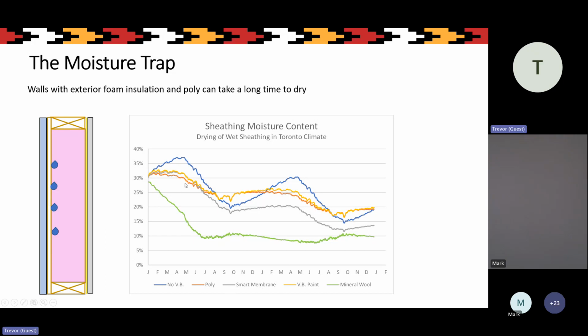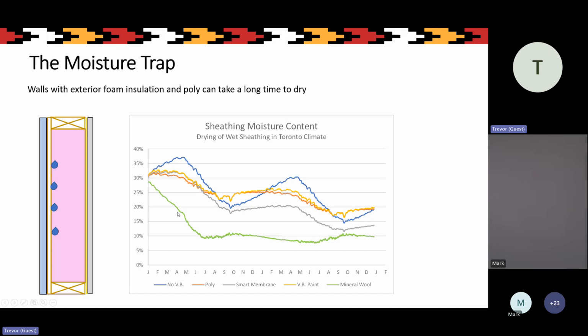Similarly, a smart membrane will help drag that down a little bit. Vapor barrier paint will allow it to dry a little more quickly, and the smart vapor barrier a little more quickly. But what I wanted to really highlight here is this green line. So the green line is if we replace our foam board insulation with semi-rigid mineral wool insulation, now this sheathing can dry outward. And that's a much stronger process.